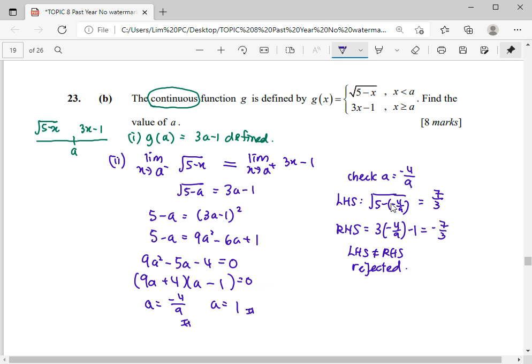So we have another a value. When a equals 1, what is the left hand side? Left hand side we substitute inside here. It will be square root 4. So square root 4 equals 2. What is our right hand side? It will be 3 times 1 minus 1. So it will equal 2. So left hand side equals right hand side. So this answer is accepted. So a equals 1 will be our final answer.